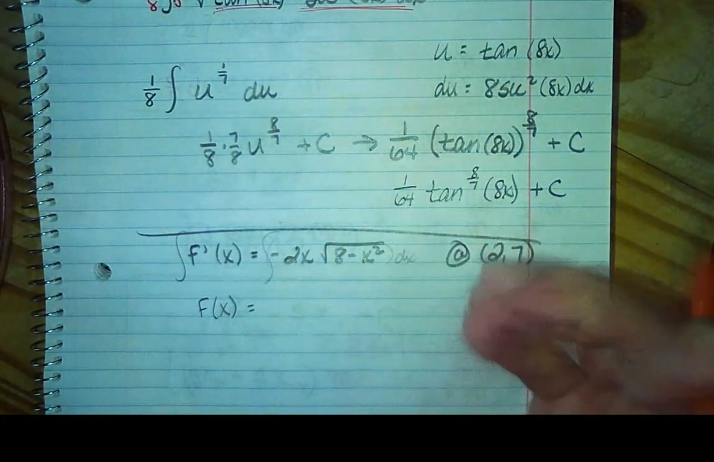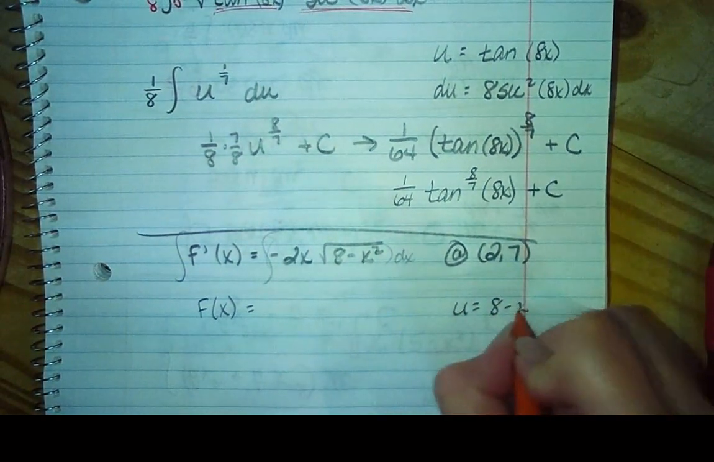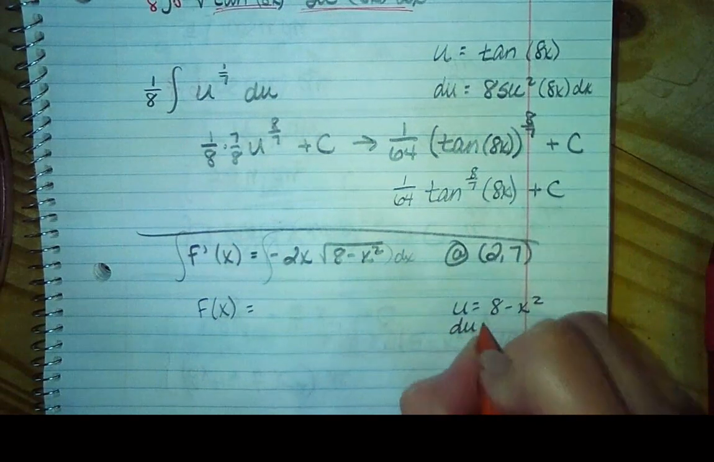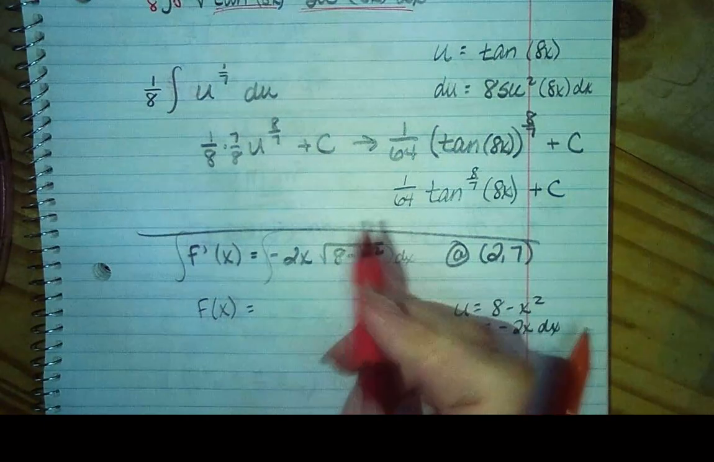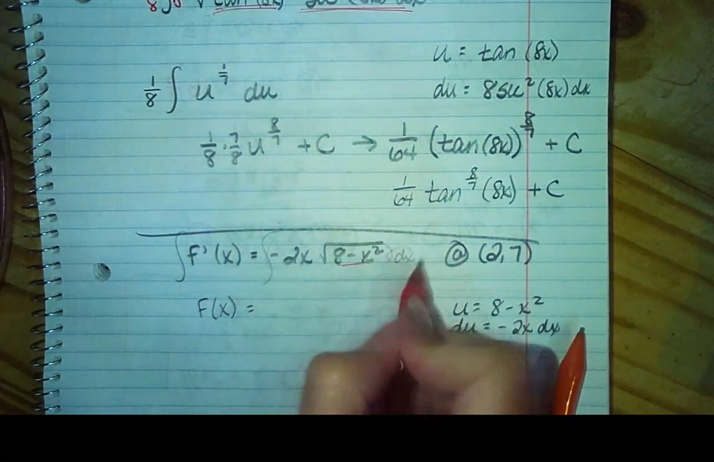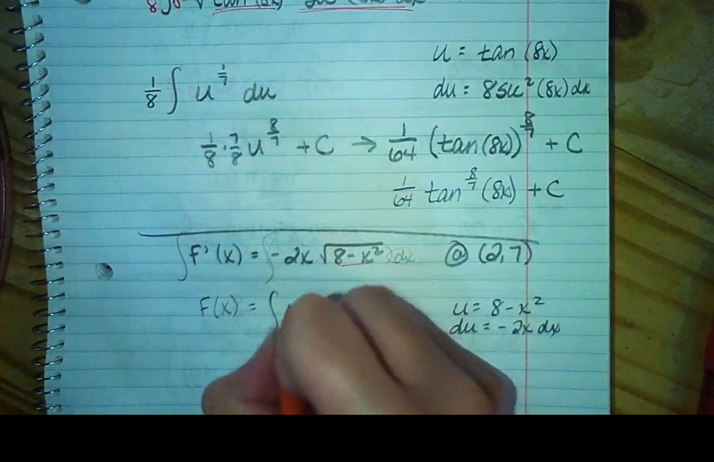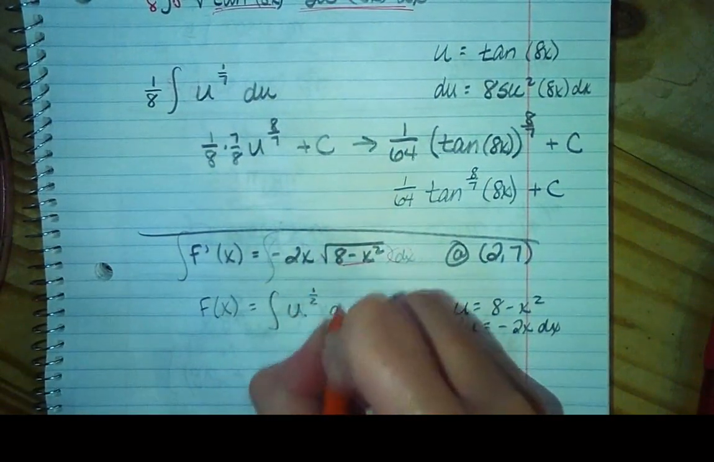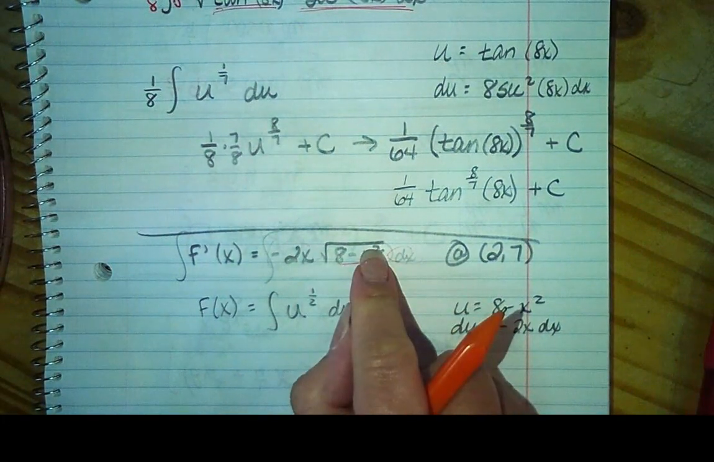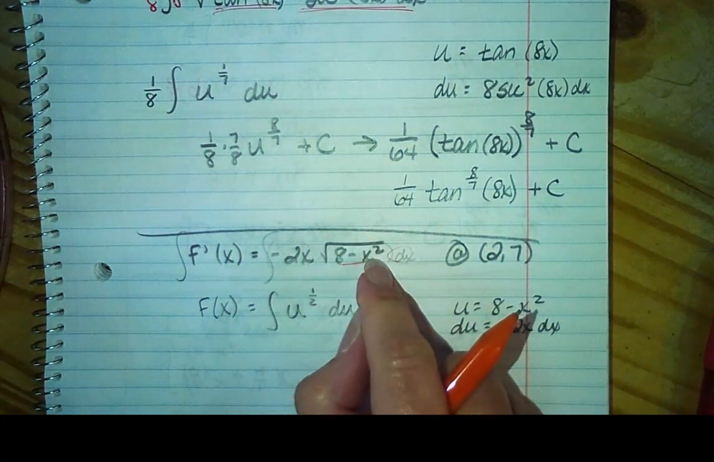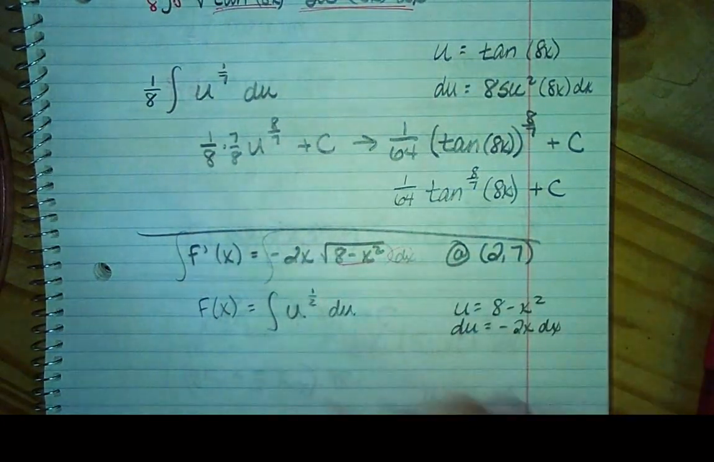And now, well, what's your u? My u is 8 minus x squared. So my du is a negative 2x dx. So there's my u, there's my du. I don't need to balance anything. So this becomes the integral of u to the 1/2 du, and that 1/2 is coming from the square root. Okay, so the entire argument is raised to the first power, and I'm taking a square root. So now I can integrate.